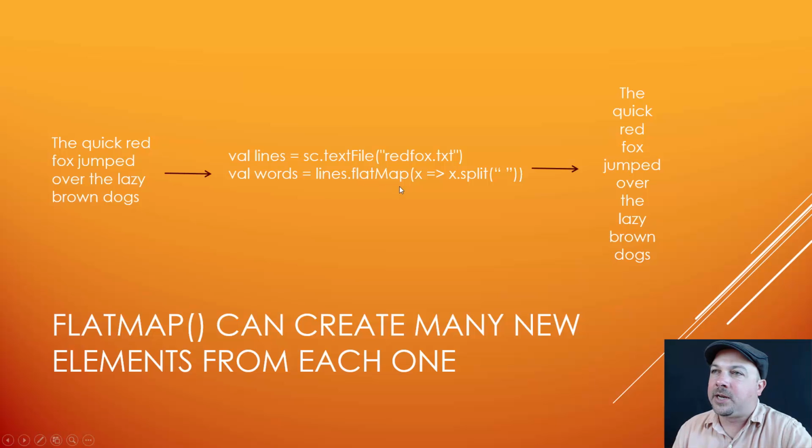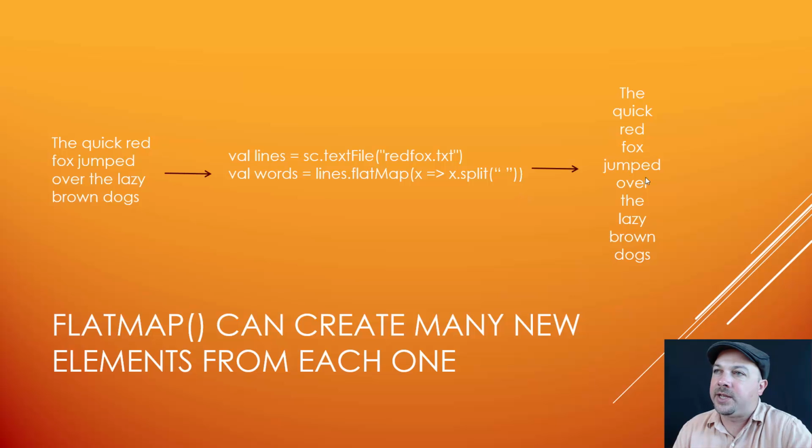Now flatmap, instead of returning a single value in the function you pass into it, will return a list of values, and that list can contain any number of results or maybe even no results at all. So take a look at this. In this example, we're passing in this function, x gets transformed into x.split based on space characters. And what split does, if it's given a string, is it returns a list of strings that are delimited by the character you pass in.